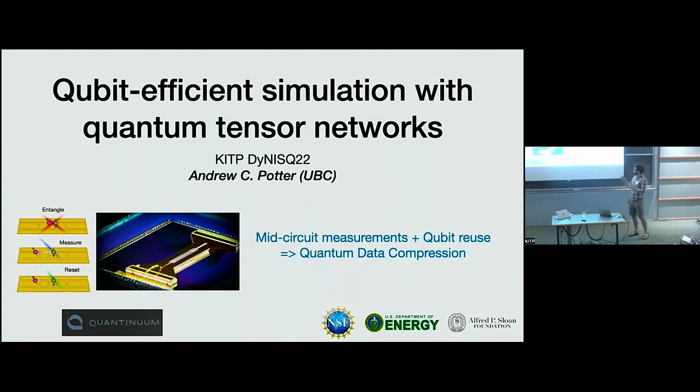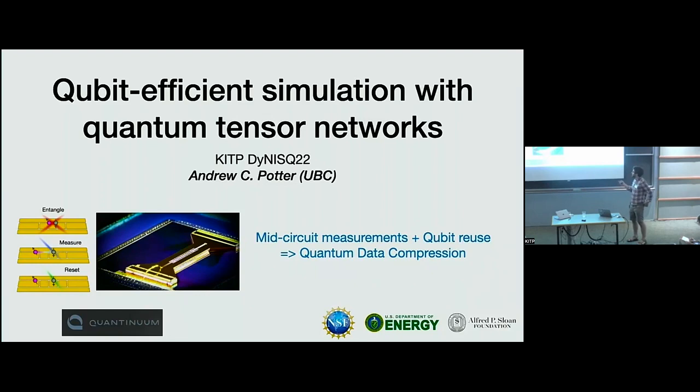So this talk will move a bit back towards the NISQ side of the DINISQ. And I'm going to be talking about some small-scale algorithms that we've been running on Quantinuum's trapped ion quantum computer. And the idea will be to use tensor network representations of quantum states to reduce the size of the quantum memory you need to do interesting simulations.